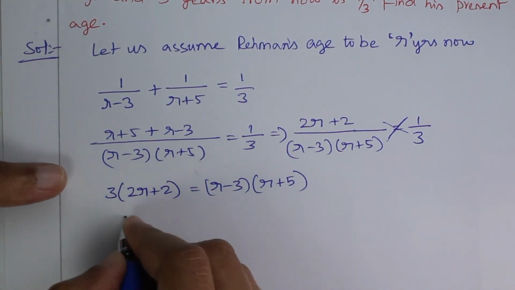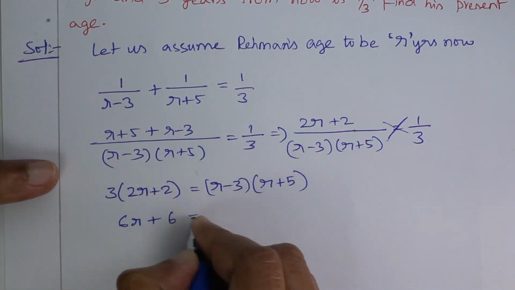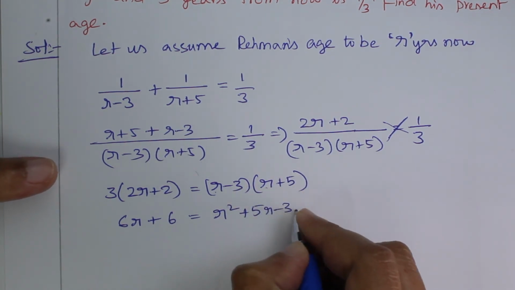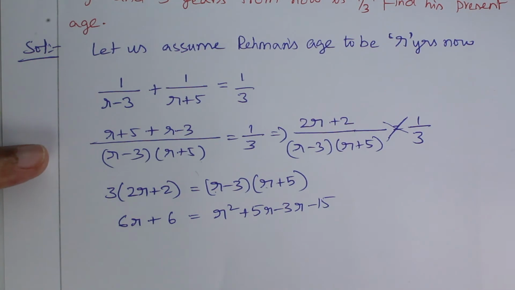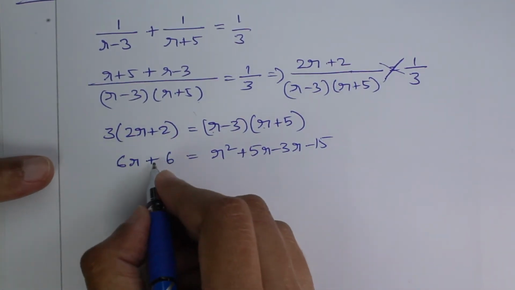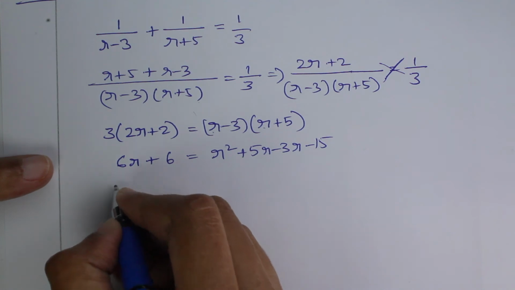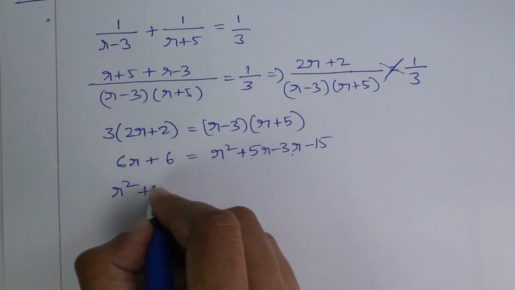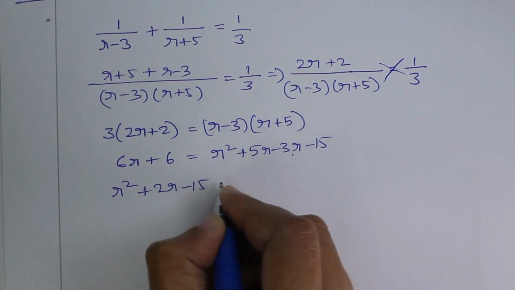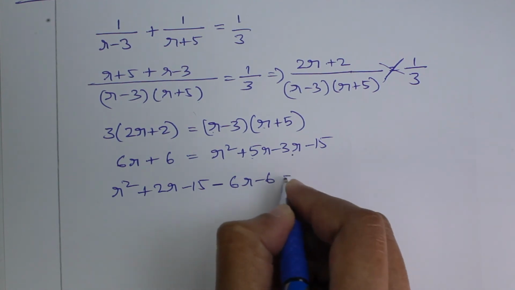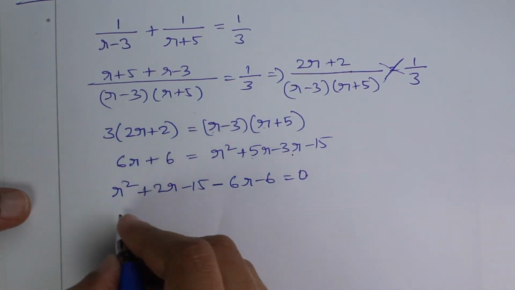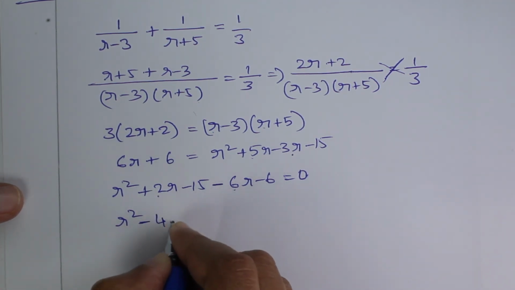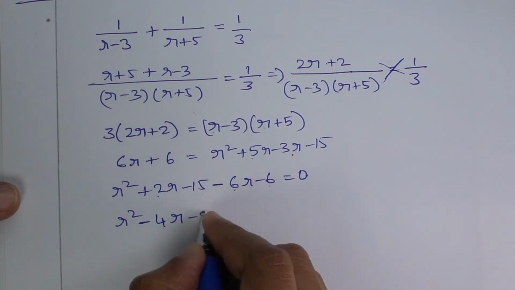3 2s are 6R plus 6 is equal to R square plus 5R minus 3R minus 15. So it becomes R square, this goes to this side, R square plus 5R minus 3R is plus 2R minus 15 minus 6R minus 6 is equal to 0. Now it becomes R square plus 2R minus 6R is minus 4R, minus 15 minus 6 is minus 21, is equal to 0.